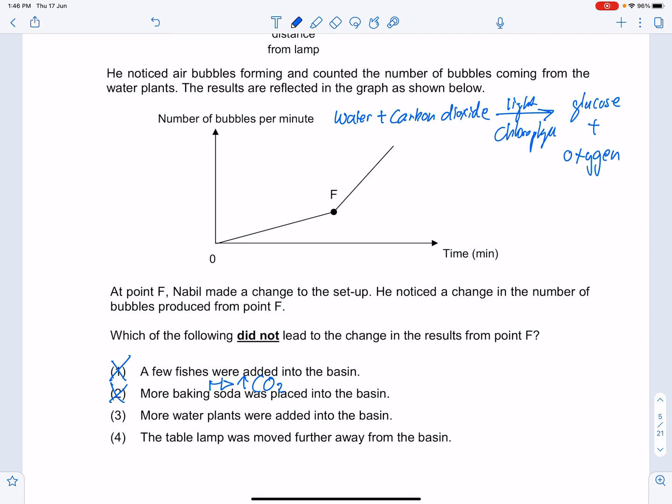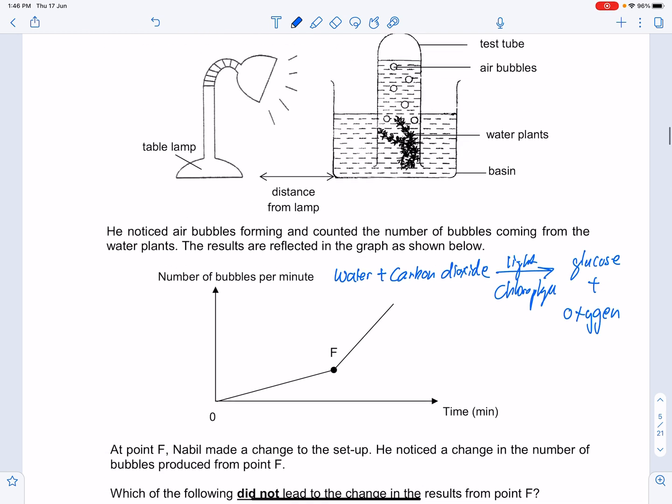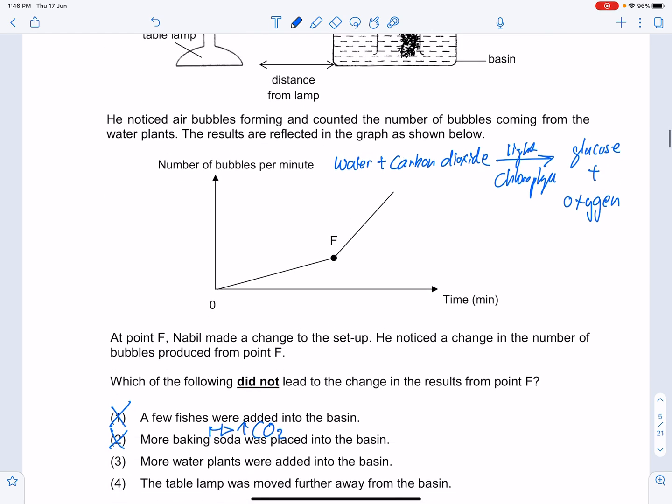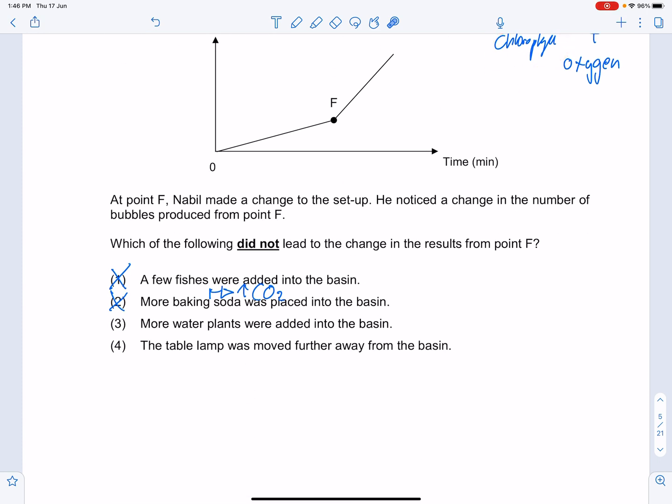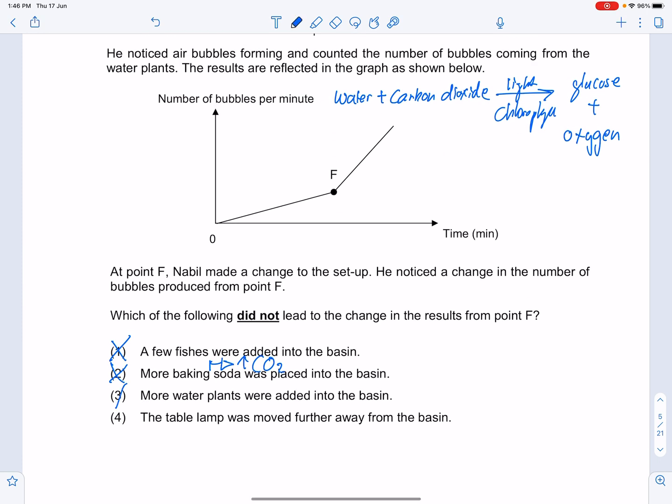Okay. 3. More water plants were added into the basin. Now, in this case, this will actually increase the rate of photosynthesis as well. Why? Because we're talking about your chlorophyll, right? With more water plants, you've got more chlorophyll, so it should increase. So therefore, your answer is wrong again.